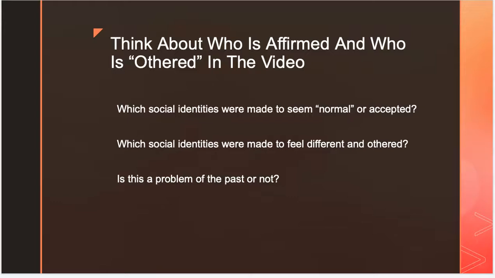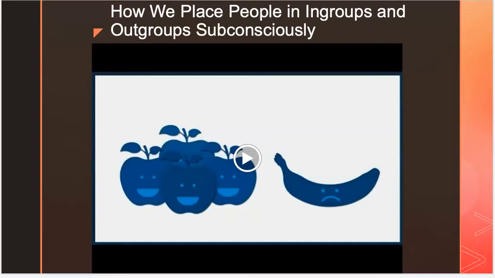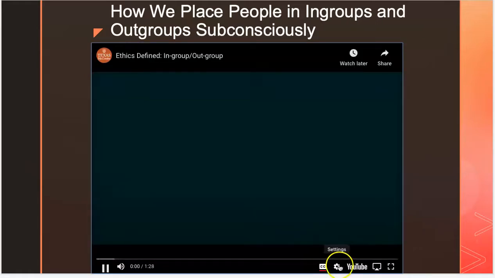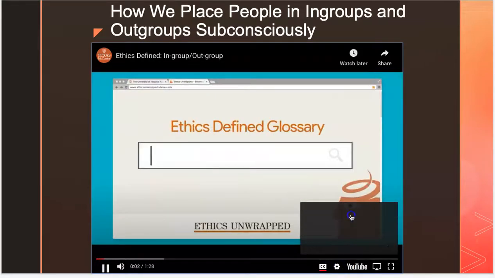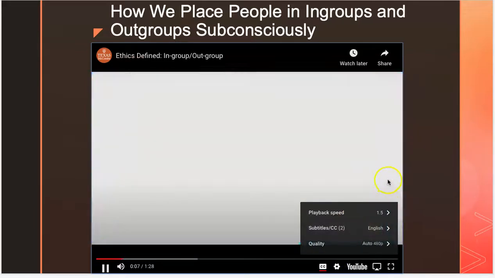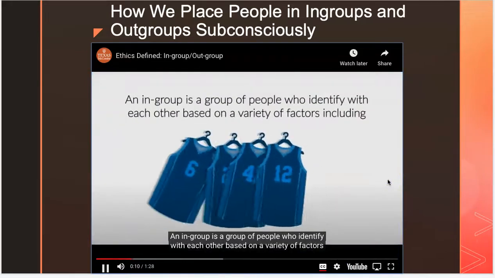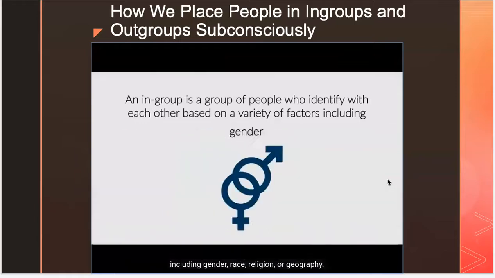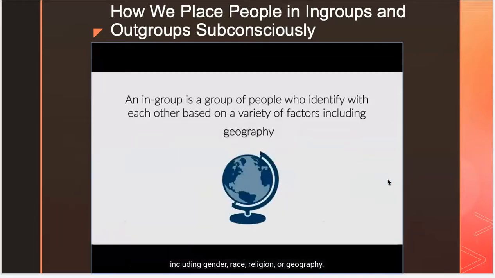So with that, we're going to look at how we place people in groups or out groups, and how this process happens to us even subconsciously, because it does keep playing out over and over again. In-group, out-group. An in-group is a group of people who identify with each other based on a variety of factors, including gender, race, religion, or geography.